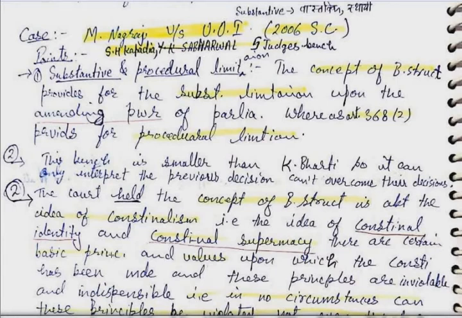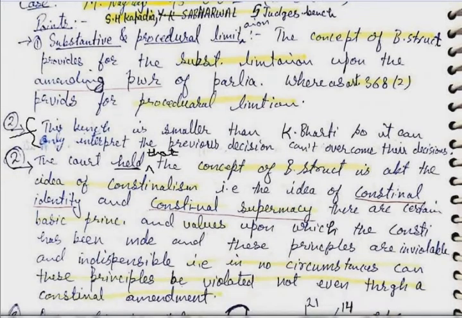making it more manifest. In the second point they are talking basically about constitutional supremacy and constitutionalism, and that we have already seen. In this also, you write down one point. The court held that the concept of basic structure is about the idea of constitutionalism, that is the idea of constitutional identity and constitutional supremacy. There are certain basic principles and values upon which the Constitution has been made, and these principles are inviolable and indispensable. That is, in no circumstances can these principles be violated, not even through a constitutional amendment.